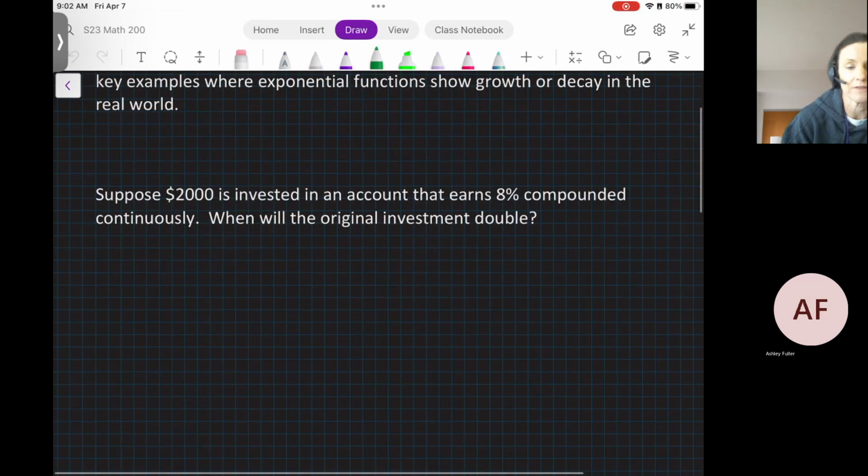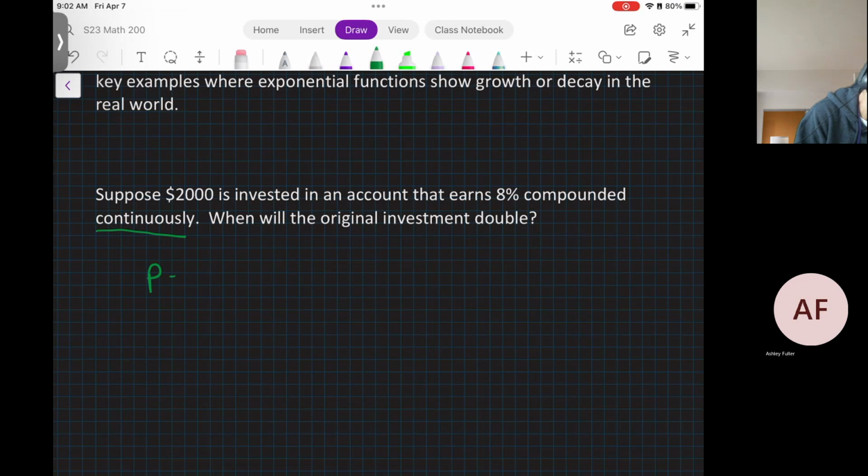One of the first ones that we looked at briefly last time was the idea of interest. So let's imagine that we have $2,000 invested in an account that earns 8% interest that's compounded continuously. The key word here, continuously, tells us that we're going to use the formula that the amount in the account is going to equal the principal, the original amount, times e raised to the rt power. Well, if we've invested $2,000, that's going to be our principal amount. e is our exponential growth that we're using. r is going to be our interest rate in decimal form, so 0.08.